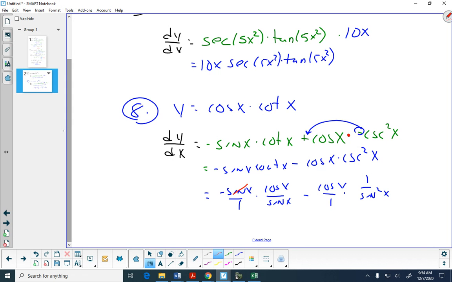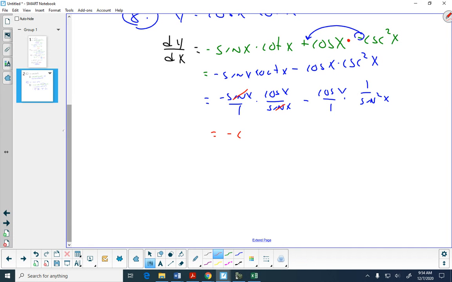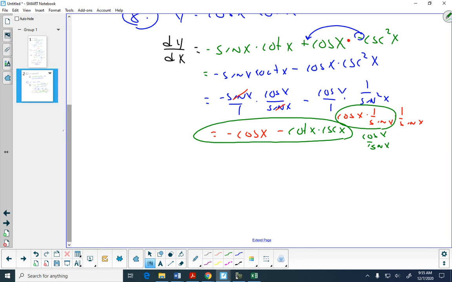Well, what happens nicely here is the sine of x's go bye-bye. So we have negative cosine of x. Over here, we have cosine of x times 1 over sine of x times 1 over sine of x. And what they'll look to do is combine these together as cosine of x over sine of x. So this will take us back to a cotangent of x times cosecant of x, because 1 over sine of x is still your cosecant. It's just what books will do for you.